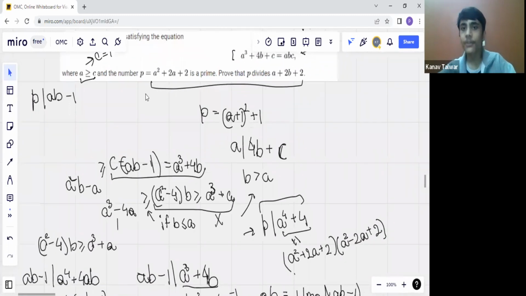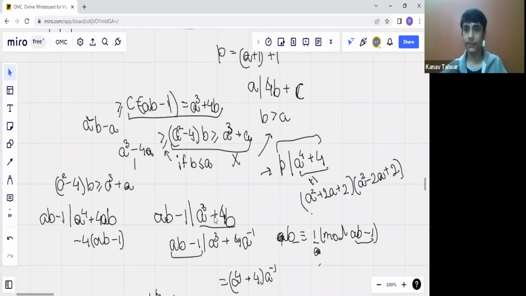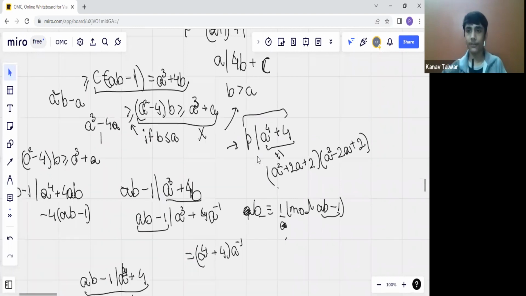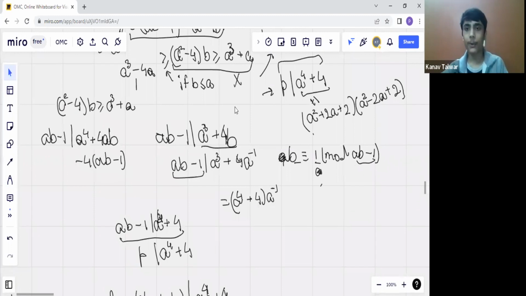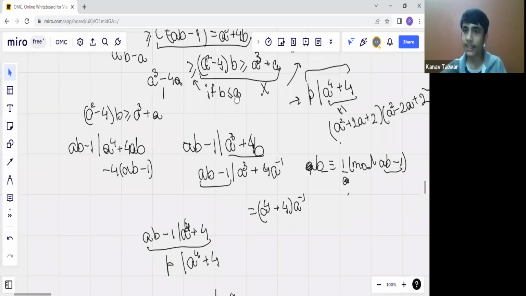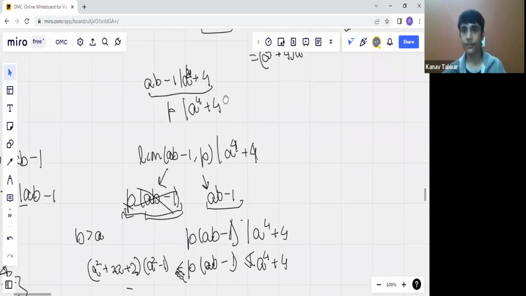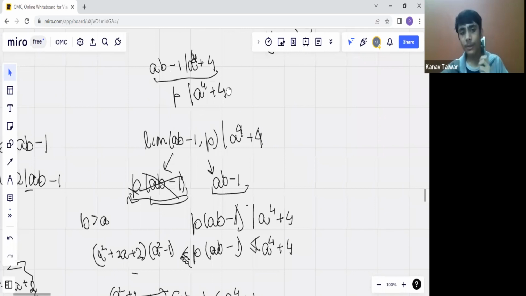So what we did, we tried to remove the variable which does not have much of an impact to the problem, which was C. And then we got that AB minus 1 divides A cubed plus 4B. And then a really nice observation that P divides A to the 4 plus 4. And then we simplified A cubed plus 4B by multiplying by A and subtracting stuff. We got that AB minus 1 also divides A to the 4 plus 4. And P divides A to the 4 plus 4. So the LCM of AB minus 1 and P also divides A to the 4 plus 4.